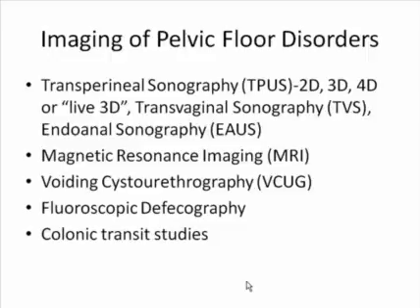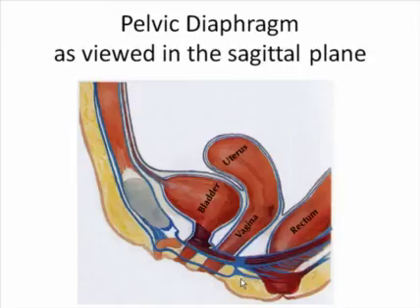We can do this in 2D, 3D, and now in 4D, which is with the matrix array probes. We can also use transvaginal probes and endoanal probes as well. Obviously, magnetic resonance imaging, MRI, is excellent and can be a backup to ultrasound. Voiding cystourethrography is a radiographic technique for looking at the bladder and the urethra. Fluoroscopic defecography can be used for looking at fecal incontinence and colonic transit studies.